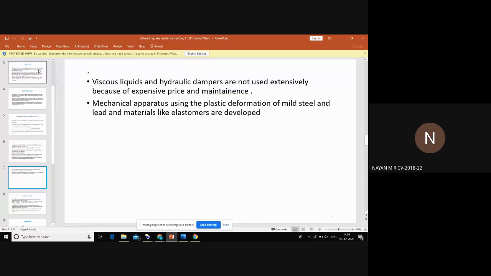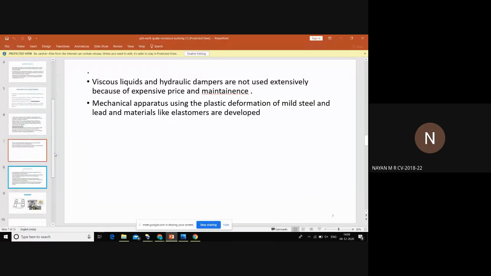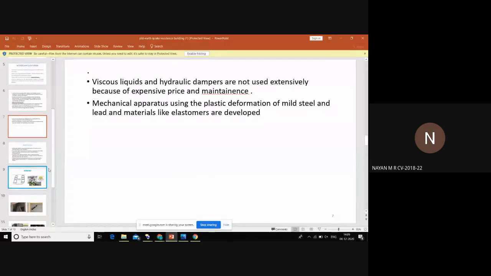Viscous liquids and hydraulic dampers are not used extensively because of the expensive price and the maintenance. A simple hydraulic damper costs about 3,500 or above per piece, and maintenance is also expensive because when oil starts leaking, we need to replace it. Mechanical apparatus using the plastic deformation of mild steel and lead, and materials like elastomers, have been developed.